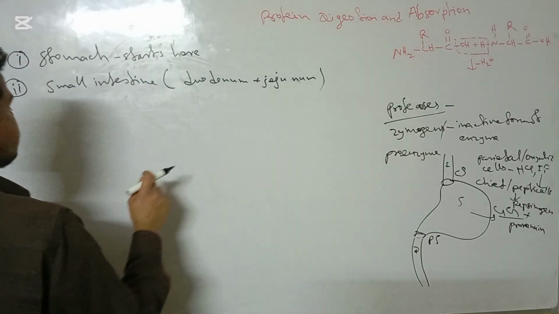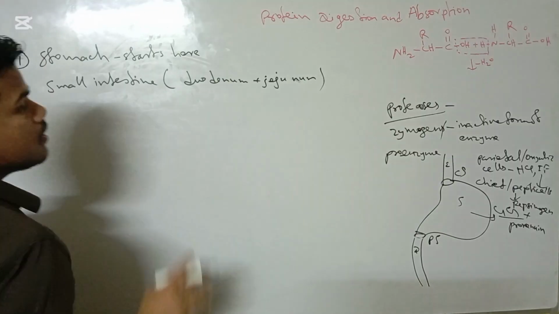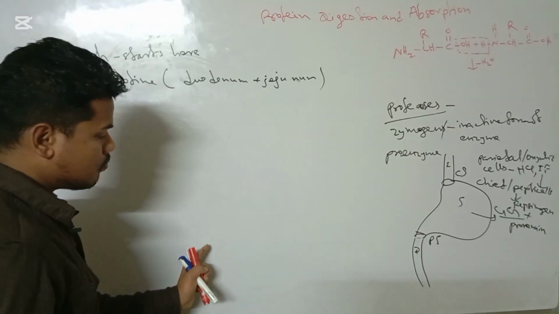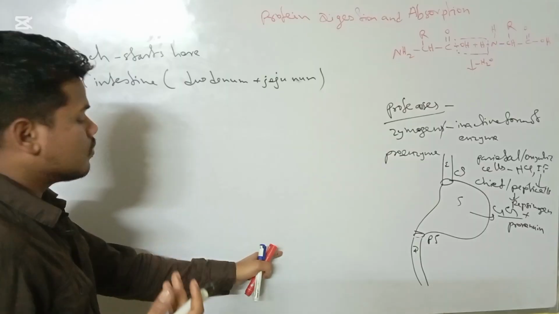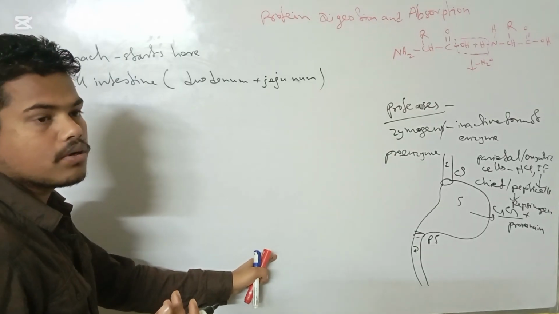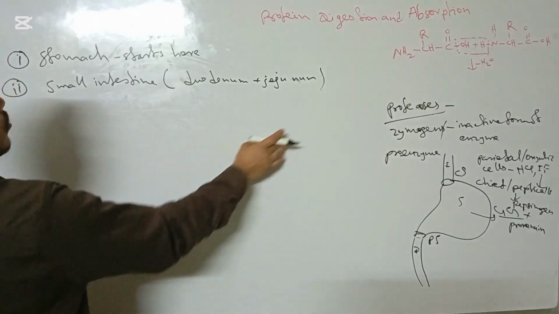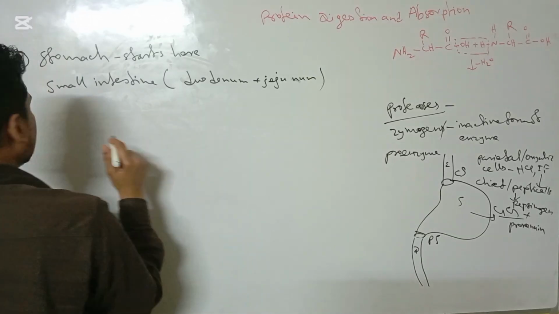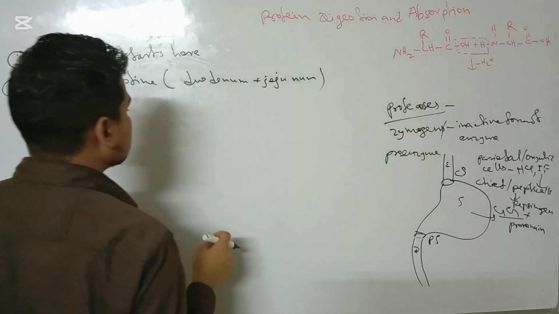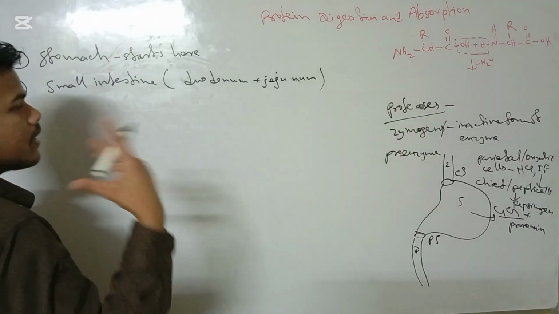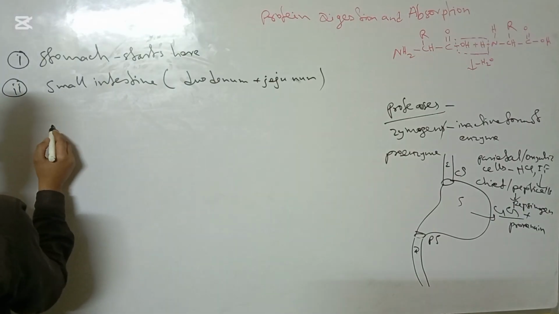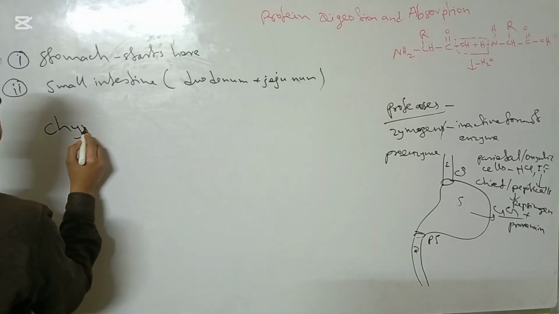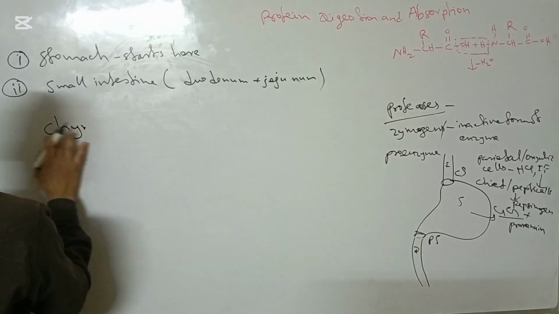In the small intestine, the enzymes are mainly pancreatic, and then there are enzymes from the cell lining of the small intestine, that is, enterocytes. First, let's talk about pancreatic digestion. The exocrine pancreas will secrete the enzymes in inactive form, like trypsinogen.